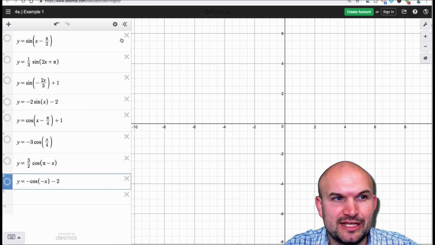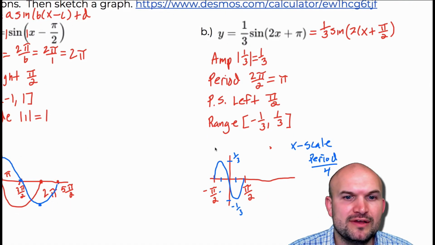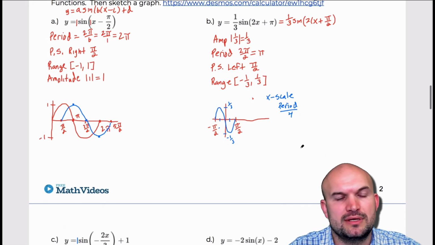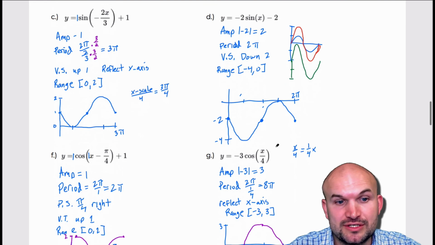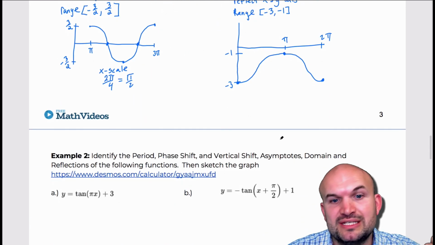But that was for the sine and cosine. Now we're going to get into a completely different parent graph, which is going to be represented by the tangent graph. So let's go ahead and see how the tangent graph is now going to change from the sine and cosine.